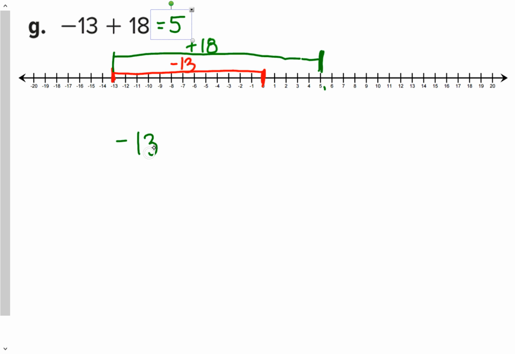Okay, again, we'll do the absolute value way. We have two different signs, I'm sorry, a negative and a positive. So we're going to subtract them. So 18 minus 13 is 5. We have more positives, so the answer is positive 5.